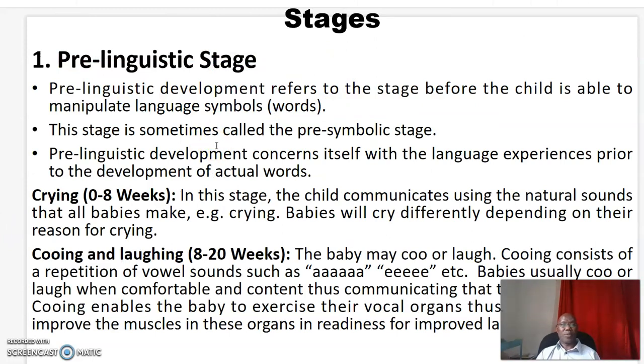I want us now to discuss the stages of children's language development, and we want to begin with the pre-linguistic stage. Pre-linguistic development refers to the stage before the child is able to manipulate language, words or symbols. This stage is sometimes called the pre-symbolic stage. Pre-linguistic development concerns itself with language experiences prior to the development of actual words.